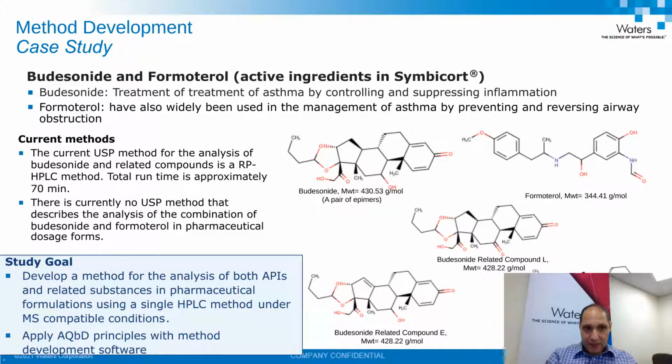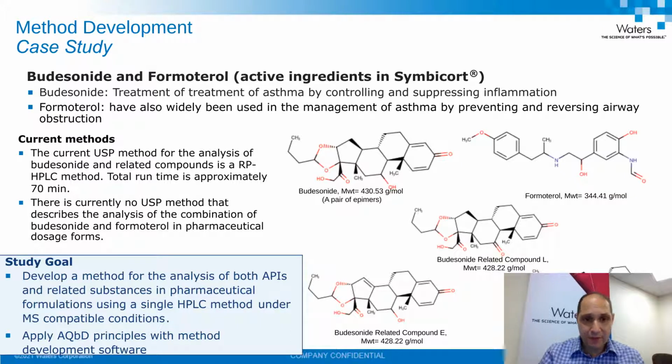For this application, as stated earlier, we will be discussing the analysis of Symbicort components. Symbicort is a medication that is available by prescription as an inhaler. It consists of two active pharmaceutical ingredients, budesonide and formoterol. These two components treat different symptoms of asthma. So in order to comply with regulatory agencies, it's important to have a method for the analysis of this drug medication.